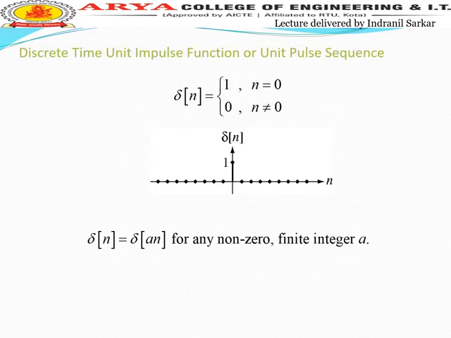Discrete time unit impulse function or unit pulse sequence. Here δ[n] is the unit pulse function, and δ[n] is equal to 1 when n is equal to 0, and δ[n] is equal to 0 when n is not equal to 0. That means only at n equal to 0 there is a value of δ[n]. So we can represent δ[n] is equal to δ[an] for any non-zero finite integer a.